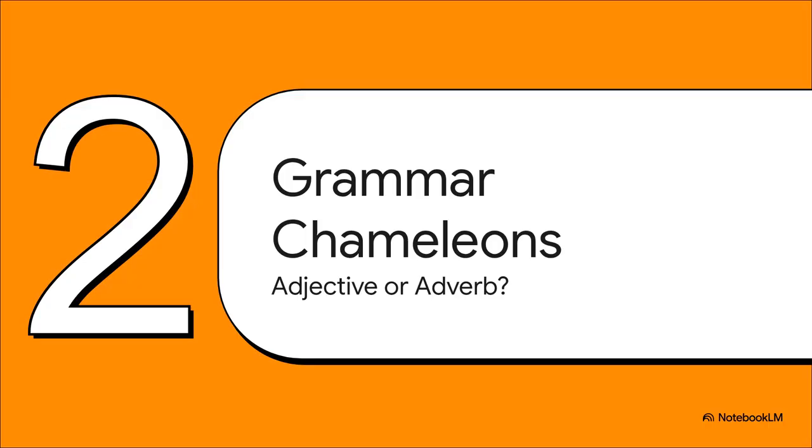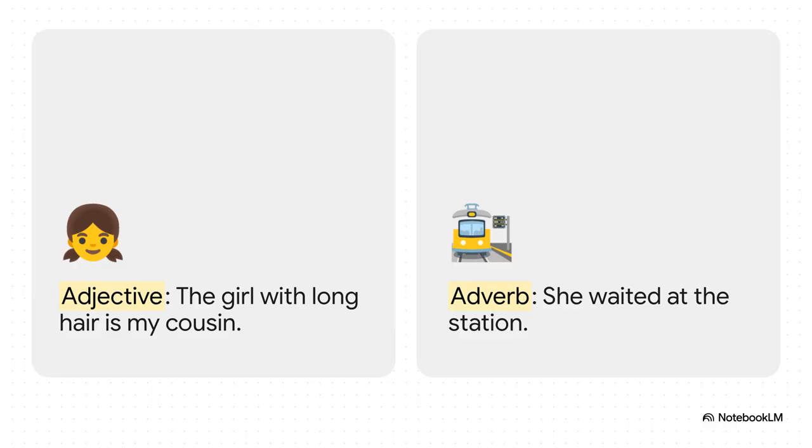Moving right along to Section 2, grammar chameleons. Are they adjectives or adverbs? I actually love calling these phrases grammar chameleons because they literally disguise themselves based on what they're modifying in a sentence. Take a look at this first one. The girl with long hair is my cousin. Here, with long hair modifies the noun girl. It's wearing an adjective disguise to answer a very specific question. Which girl? Oh, the one with long hair.